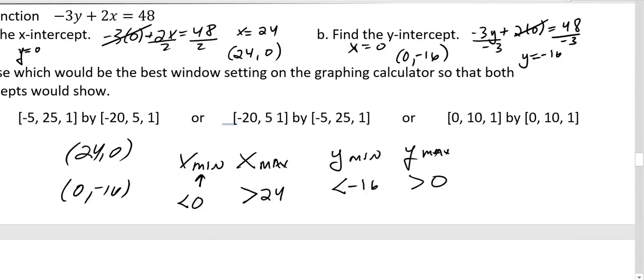Now we can check which window meets these requirements. Okay? So let's see. If I say the first one, my x minimum is negative 5, well, that is less than 0. And my x maximum is 25. That is greater than 24. So far, those look good. My y's, negative 20 is less than negative 16, and 5 is greater than 0. So this one will work. Okay? If you check the other two, they won't work.